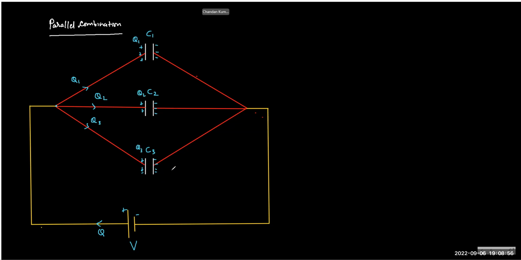So here nothing is isolated, everything is connected physically, or to be more precise, electrically. And therefore, what can we write here? So the charge which is given by the cell is how much? So we can write Q equals to.